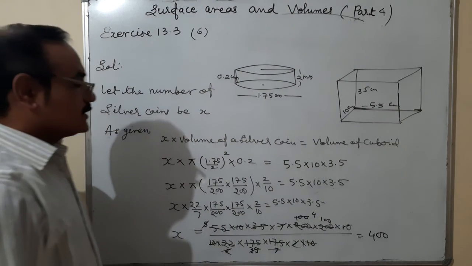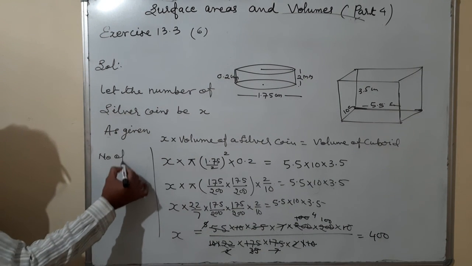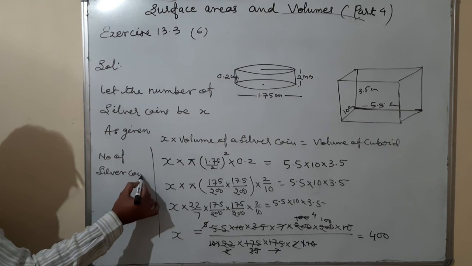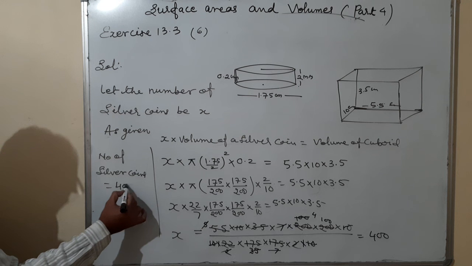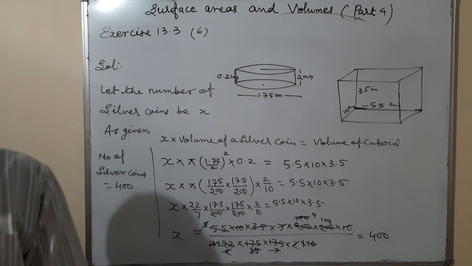So what does it mean? The number of silver coins is equal to 400. Number of silver coins is equal to 400.